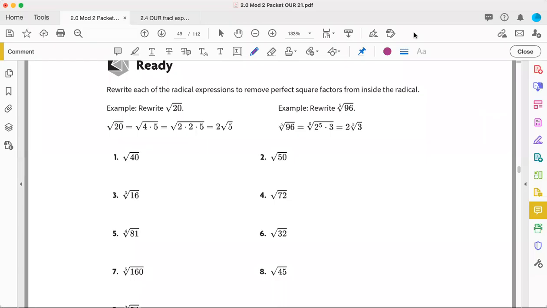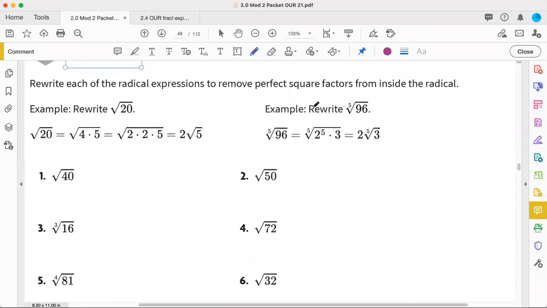Hey, hi, 2.5. The ready has you rewriting these radical expressions. They're so radical and cool, dude.